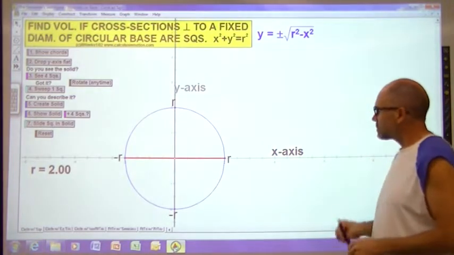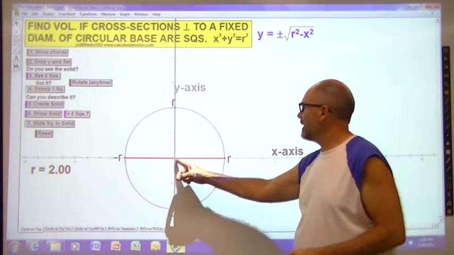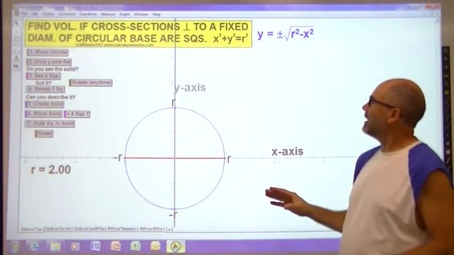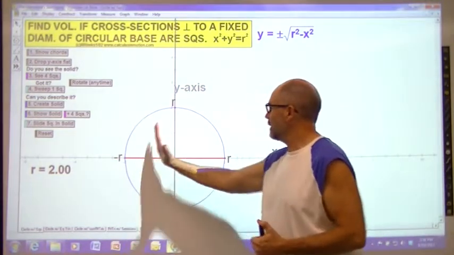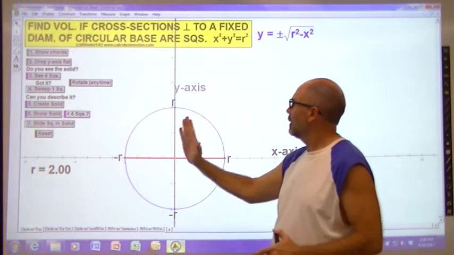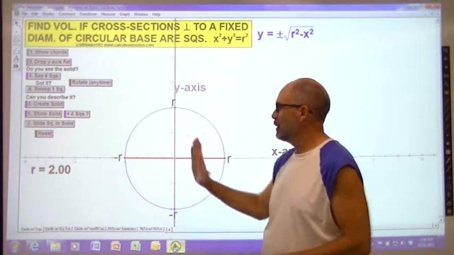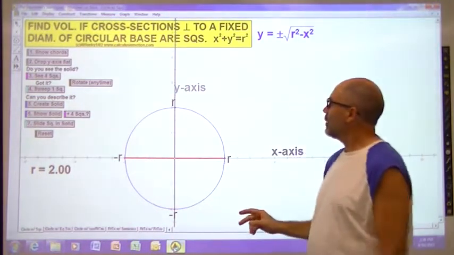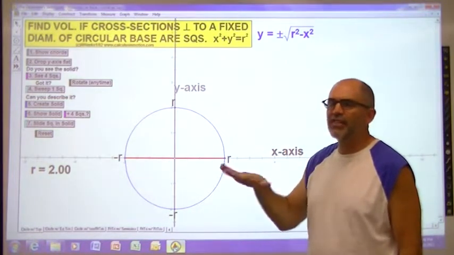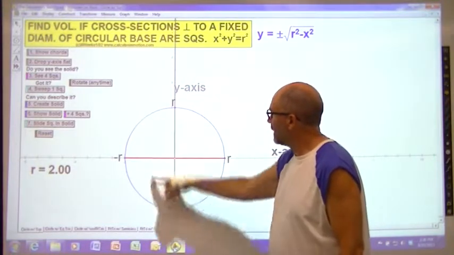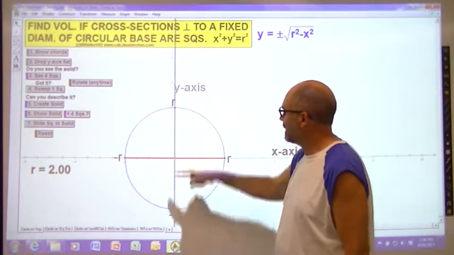All right, now, here's our base. It's a circle with radius r. And what we're going to do is put cross-sections of squares over this circle perpendicular to the x-axis that stick out from the board. Now, notice a square is going to have a length of a side. The length of the side is going to be determined by the distance from end to end of it.